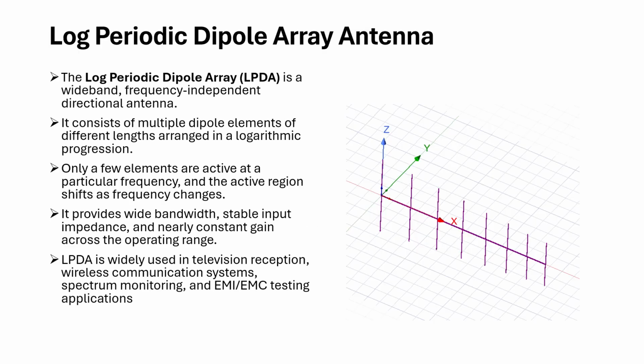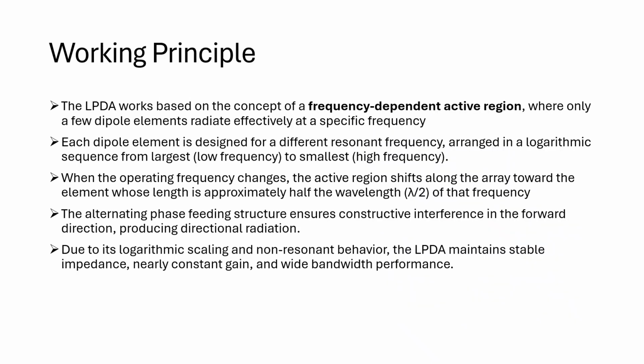radiation parameters. When we come to the LPDA antenna, the log periodic dipole antenna consists of multiple dipole elements of different lengths arranged in a logarithmic sequence. At a given frequency, only a few elements are active, and as the frequency changes, the active region shifts along the array. This unique structure allows the LPDA to maintain nearly constant impedance and gain across a wide frequency range.